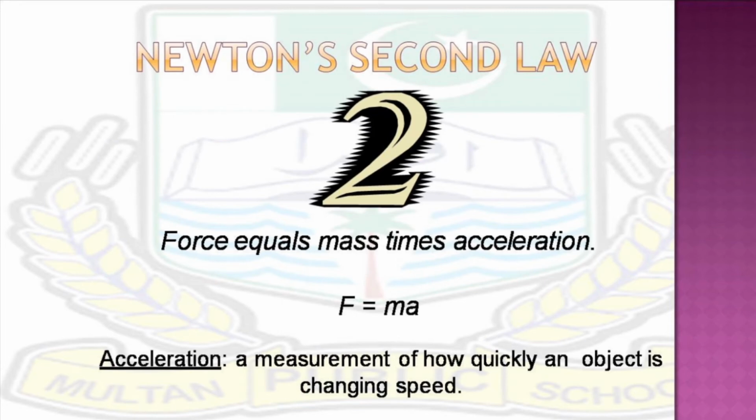Now we have to see Newton's second law. Force equals mass times acceleration, or we can say that F is equal to ma. Acceleration here is a measurement of how quickly an object is changing speed.